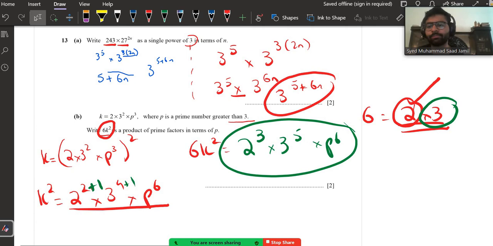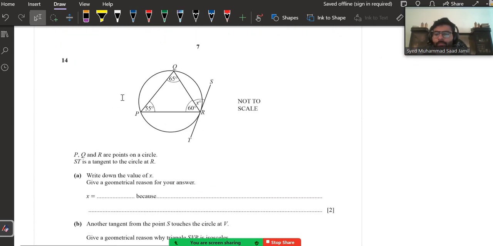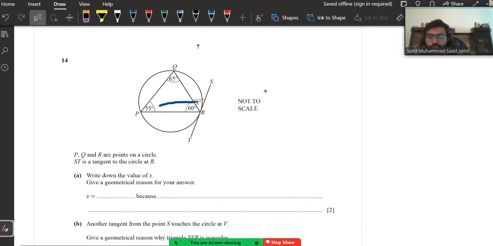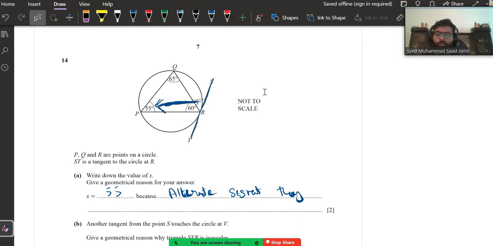Nothing difficult. Moving on to our next question, it says P, Q, R are points on the circle. ST is a tangent to the circle at R. Write down the value of X. Give a geometrical reason for your answer. If you look at X and draw a straight line like this, since this is a tangent, X is going to be 55. The reason being alternate segment theorem. Whenever you have a tangent like this, just go straight and this would be your answer.